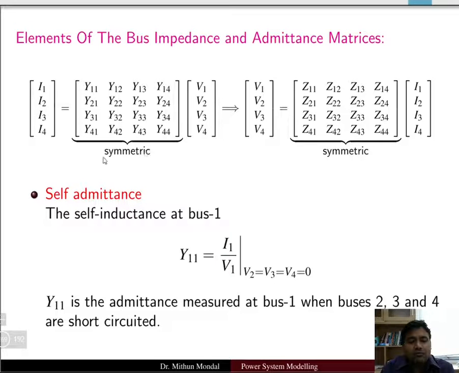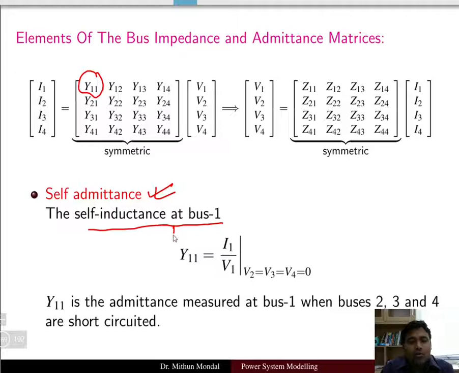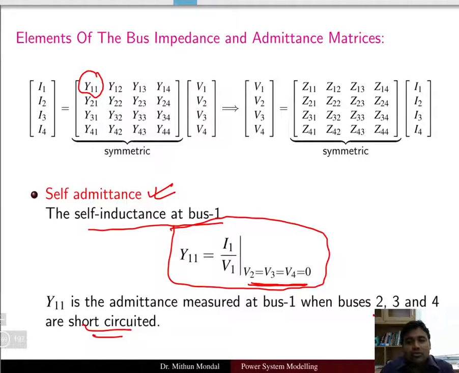So some of the terms that we will be using from the Y bus system is self-admittance. So what is self-admittance? How do we define it? The first element Y11 is defined as the self-admittance. So it is the self-admittance at bus 1. How do we obtain that? Y11 is basically I1 by V1 when all the other voltages are 0. When all the other voltages V2, V3 and V4 are 0, the meaning is that they are short circuited. So bus number 2, 3 and 4 you short circuit to find the value of Y11.